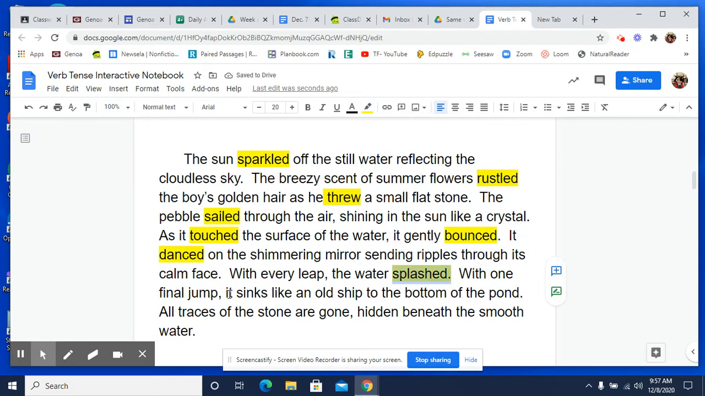With one final jump, it sinks. Hmm. There's where all of a sudden it changes. And I don't know if you noticed it when I was first reading it, but I did, because as I read it, I stopped myself because it just didn't sound right. Because all of a sudden we're talking about everything happening like it already happened, and then we switch. With one final jump, it sinks like an old ship to the bottom of the pond. Well, no, so this should be it sank.